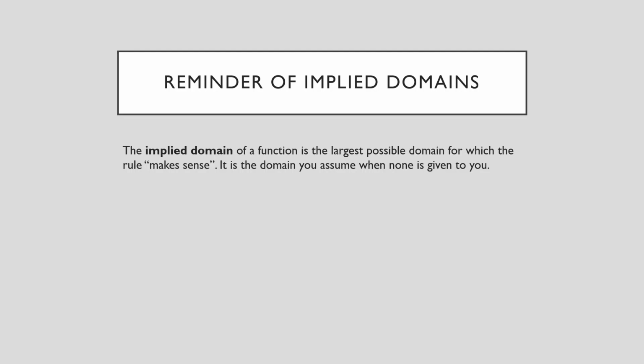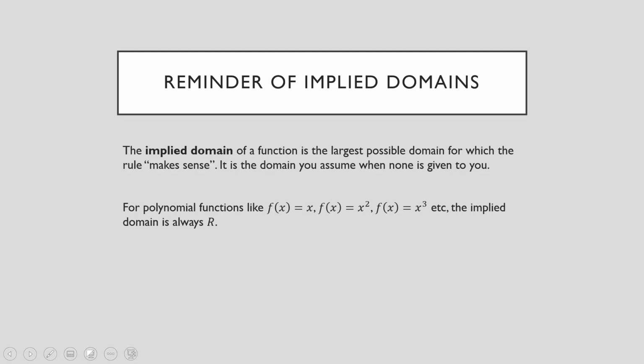So the implied domain of a function is the largest possible domain for which the rule makes sense. And it's the domain that we assume when none is specified, when none is given to us. Look at these examples here. These are polynomial functions. So we've got f of x equals x. It doesn't matter what value of x you put in there, you'll be able to get a corresponding y value.